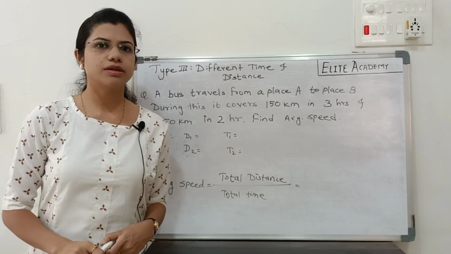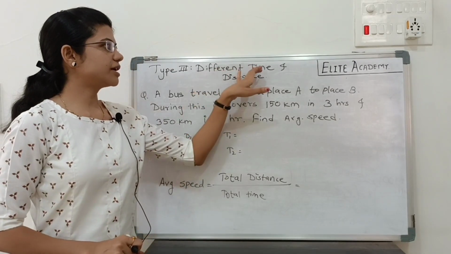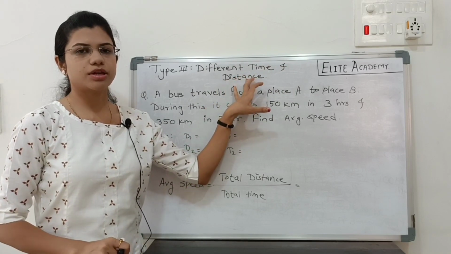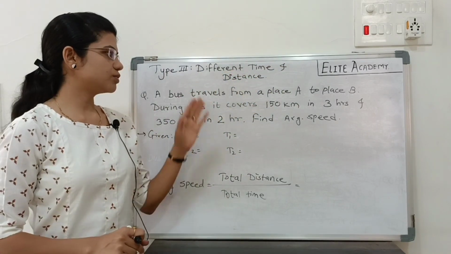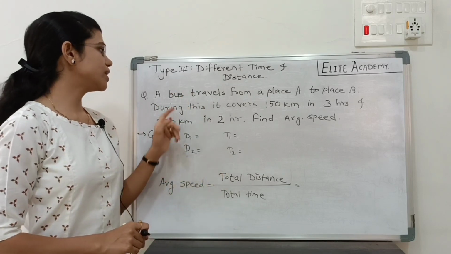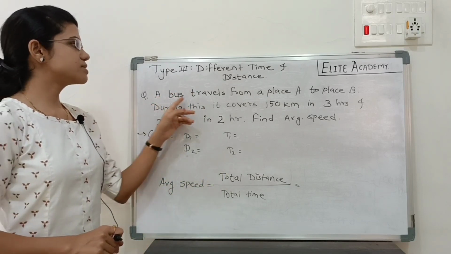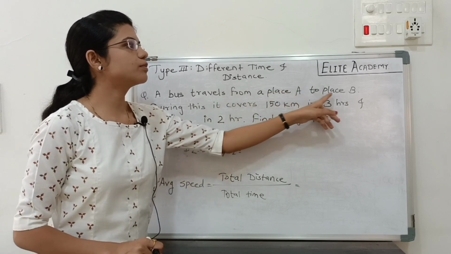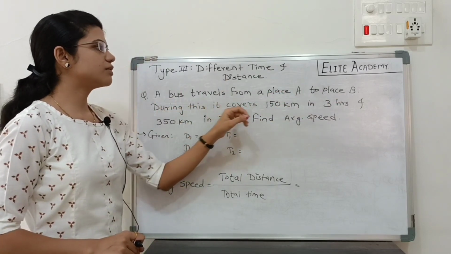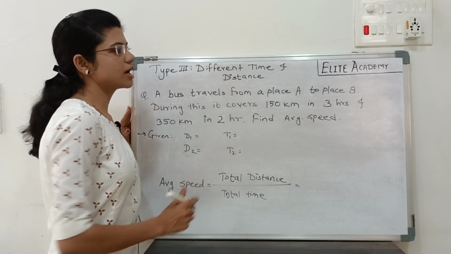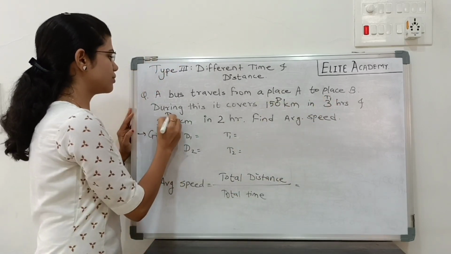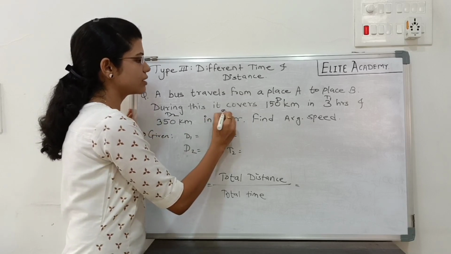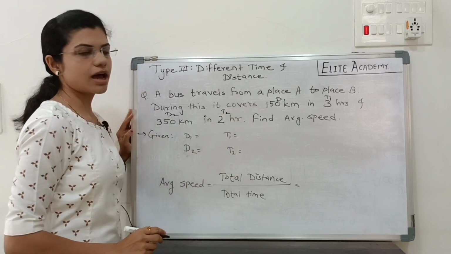The third topic is based on different times and different distances. If different times and different distances are given in the numerical, it can be solved in this way. Let's take an example. A bus travels from place A to place B. During this, it covers 150 kilometers in 3 hours. This is D1, this is T1. And 350 kilometers, this is D2, in 2 hours, this is T2. Find the average speed.